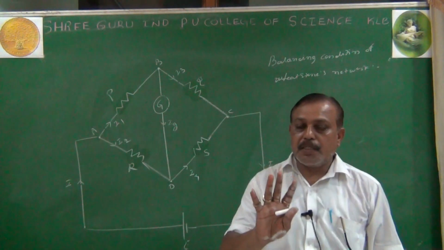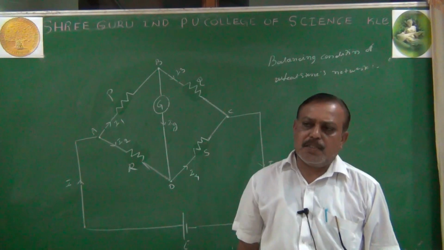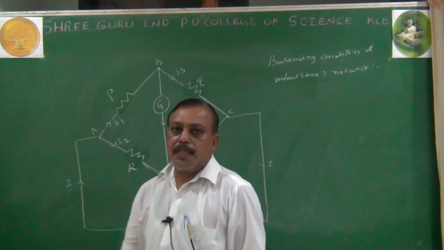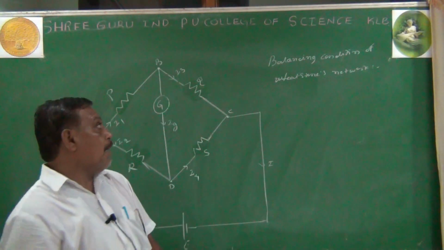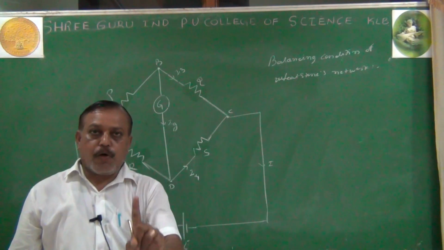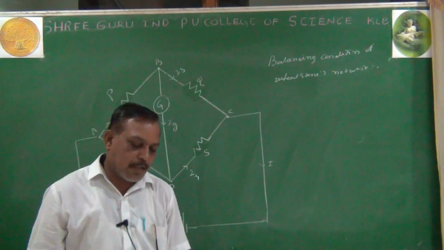For the derivation, there are two hints. Just follow the hints, and the derivation ends. Easily we can get 5 marks. What is the first hint? Apply the KCL to the points where the galvanometer is connected.